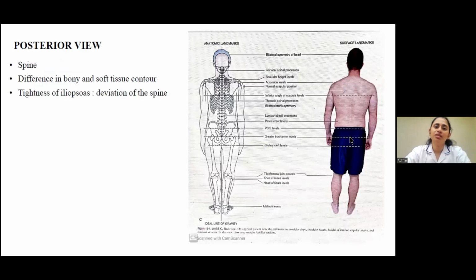Posteriorly, we are checking if there is any deviation of the spine here. So the deviation from the normal spinal curvatures, if we are observing any scoliosis here, and if there is any difference in the bony contours and the soft tissue contour as well.